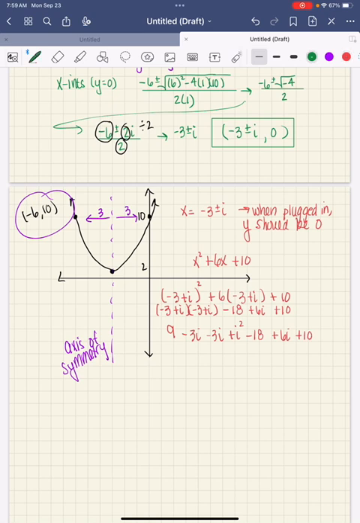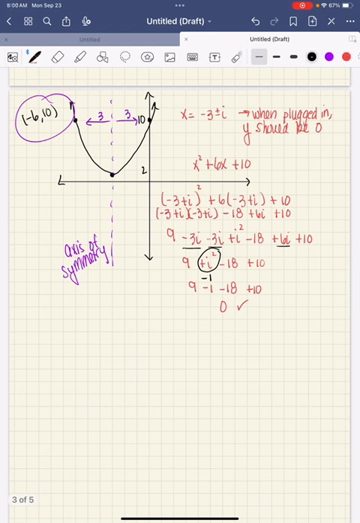Okay, so when we combine like terms, this is going to be negative 3i, positive 6i, that's 0. So now I've got 9 plus I squared minus 18 plus 10. Okay, well, going back, I squared is negative 1. So now I've got 9 minus 1 minus 18 plus 10, which does indeed equal 0. I hope so. 8 minus 18 is negative 10. Yeah, that works.